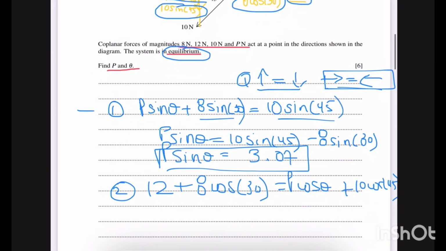So this must be equal to p cos theta plus 10 cos 45. And again we can take like terms on both sides. So this 10 cos 45 we will take to the other side. We get p cos theta is equal to 11.587.